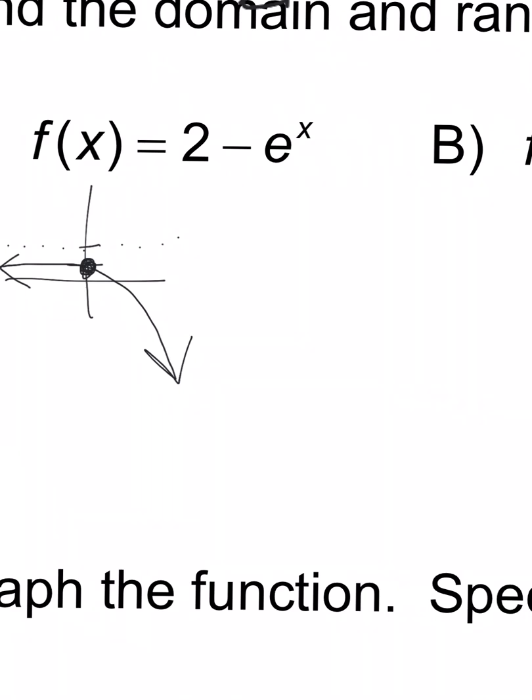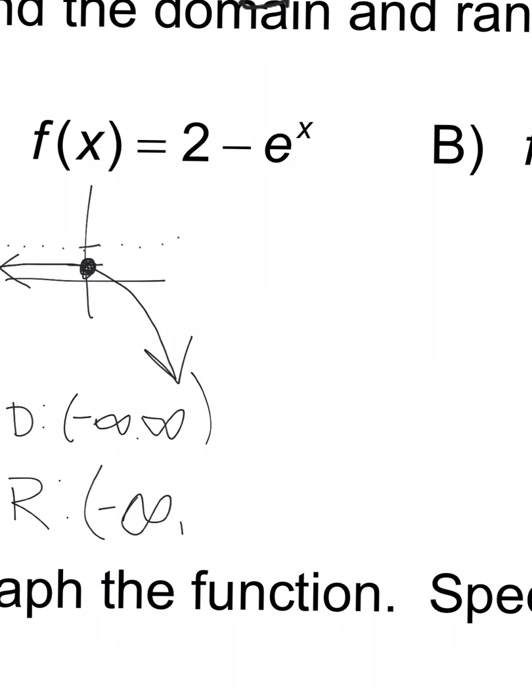Now we can find our domain. Domain's pretty straightforward. We go from -infinity to infinity. We don't have any breaks in the graph. So domain is -infinity to infinity. Range, going down to up, so you start at -infinity, and then you have an output up until the value of 2, but not including it, so a parenthesis.